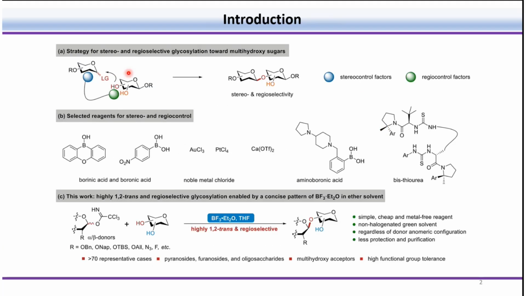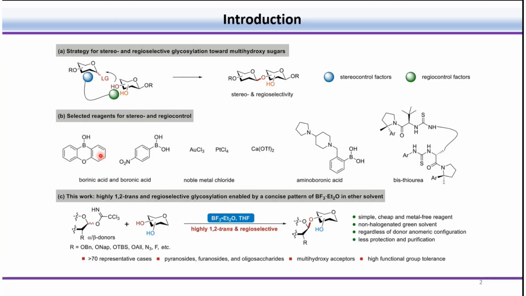So, in the introduction, the strategy is stereo- and regioselective glycosylation toward multihydroxy sugars. For the donor, we need selectivity, like alpha and beta. In the case of the acceptor, we need selectivity in which hydroxy group is used for the attack. So this stereo control factor and regio control factor we will discuss in this paper.